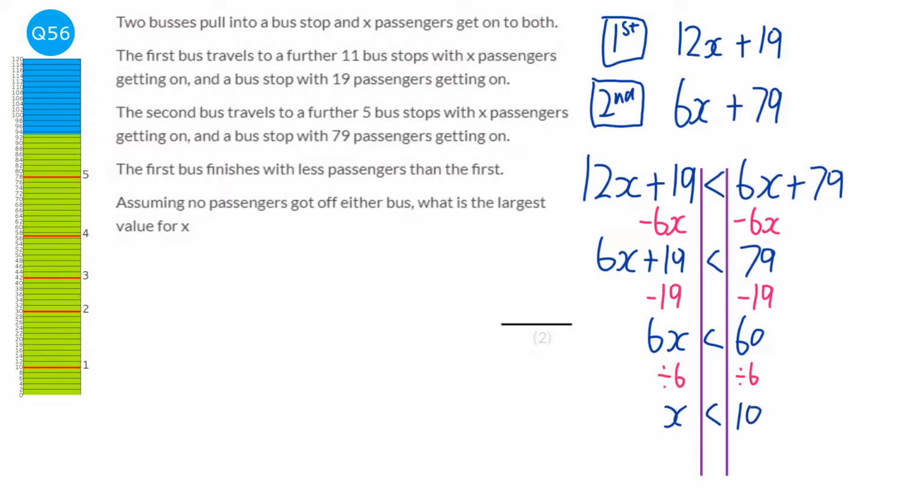Now, it says here, assuming no passengers got off either bus, what is the largest value for x? Now it is tempting to write down 10, but it says x has to be less than 10. So the biggest number we can get that is less than 10 is 9.